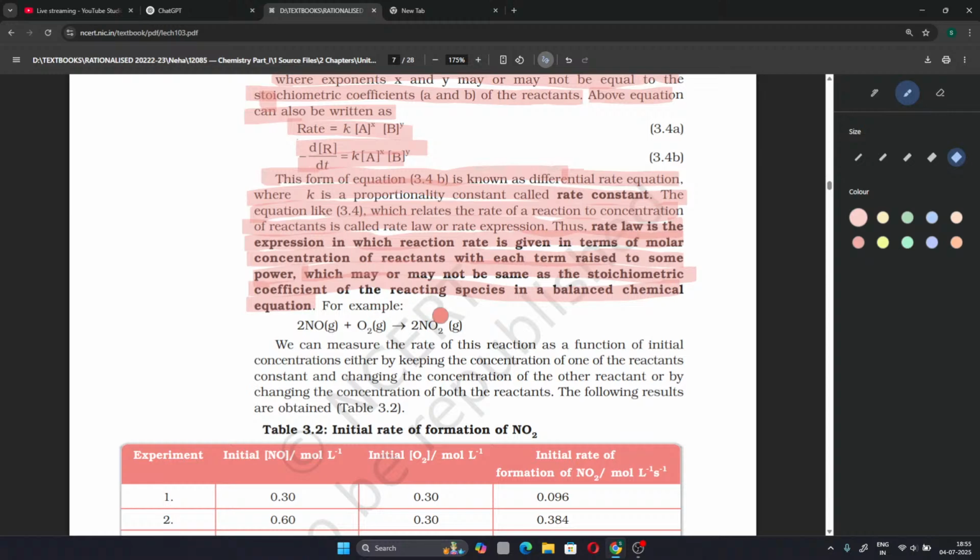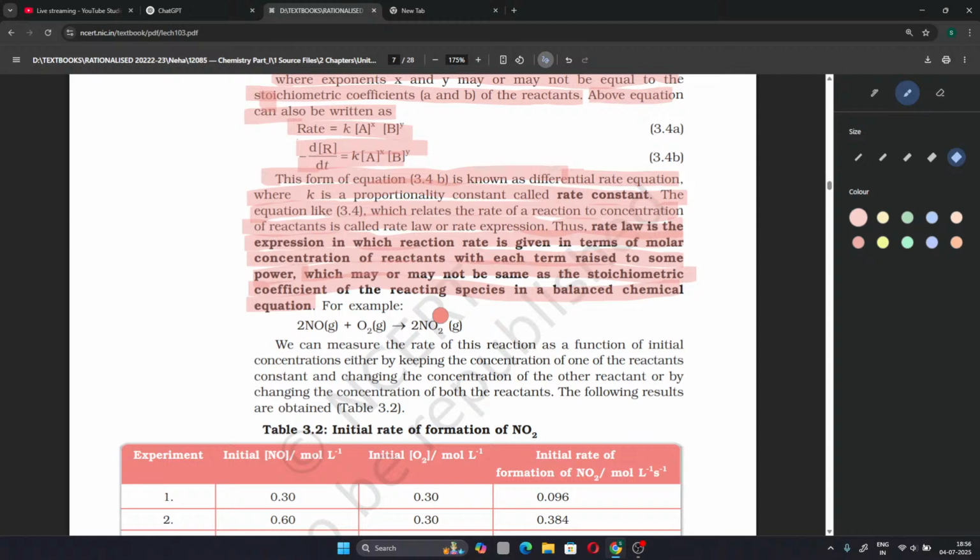Okay, let's read it again. Rate law is the expression in which reaction rate is given in terms of molar concentration of the reactants, and each term of the molar concentration of the reactants is raised to some power, and this power may or may not be equal to the stoichiometric coefficient of the reacting species in a balanced chemical equation.